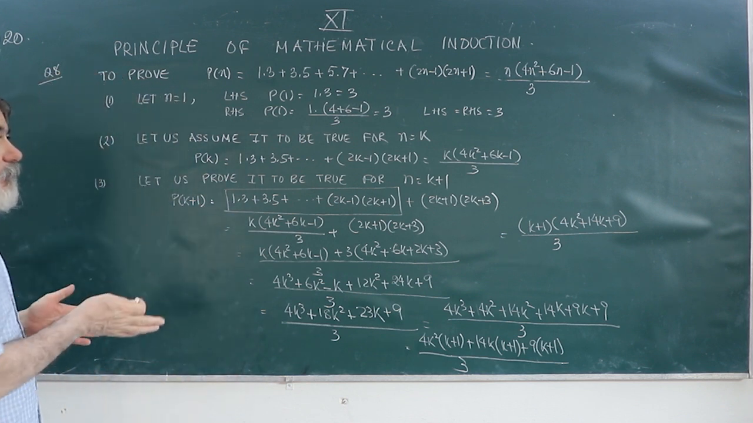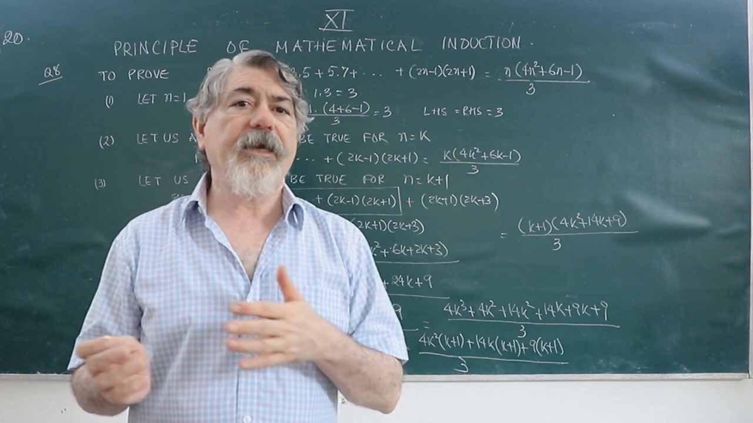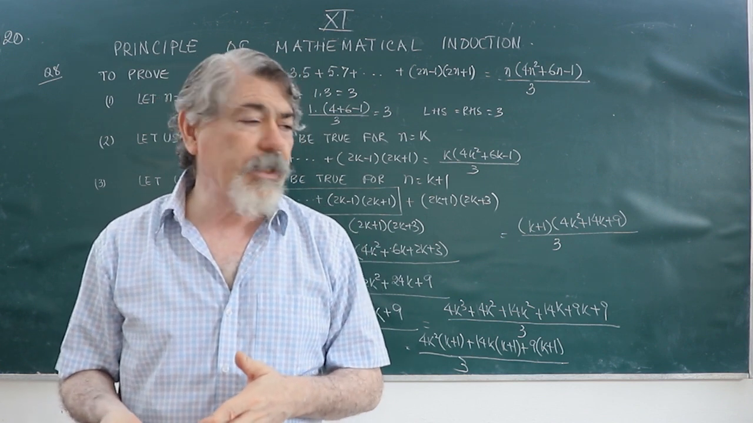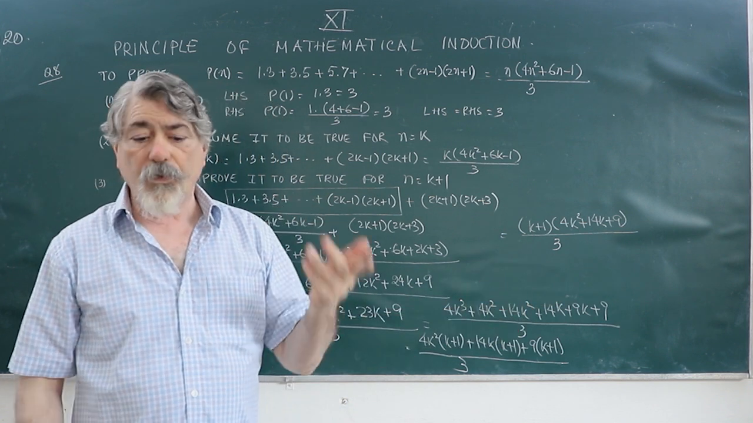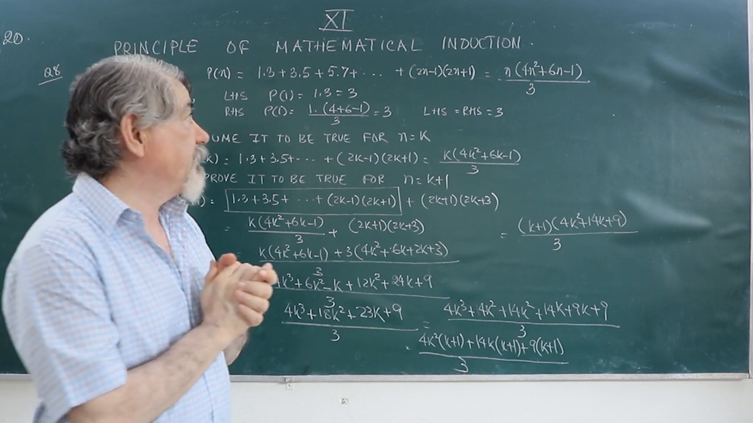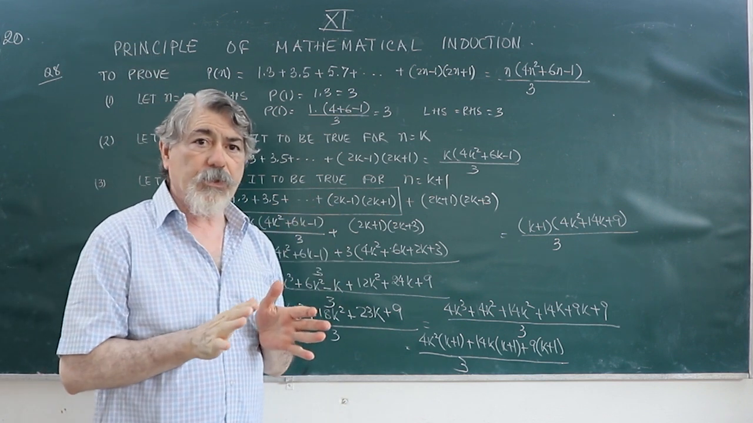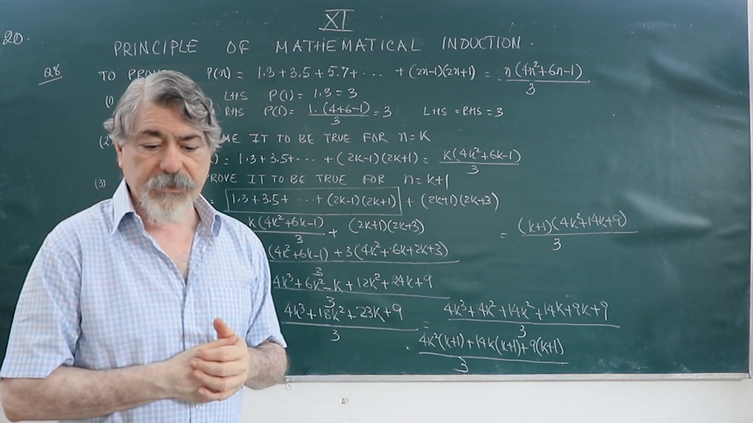So the statement is true for n is equal to 1, n is equal to k, and n is equal to k plus 1. Hence, this statement is true for all given values of n. These are enough questions for one video. I will be giving you more questions in the next video.